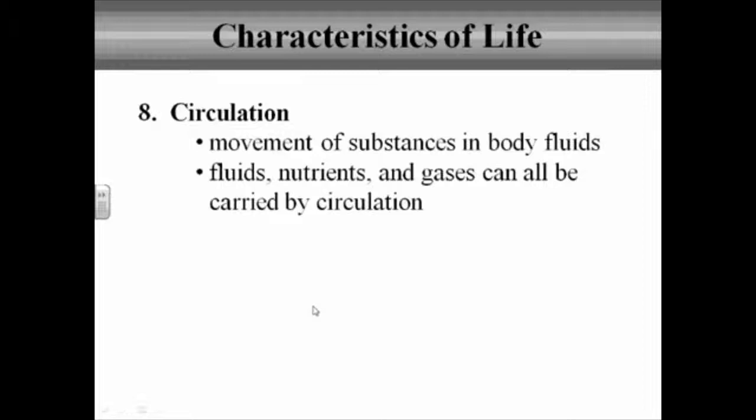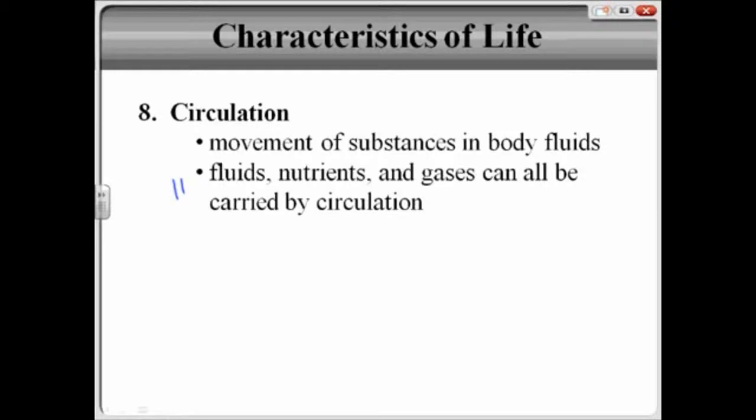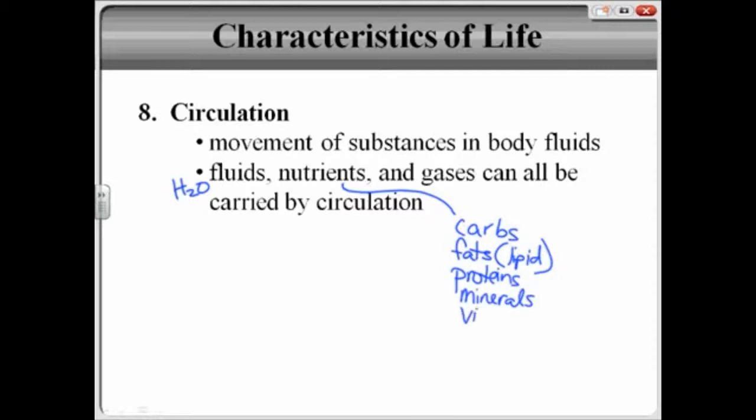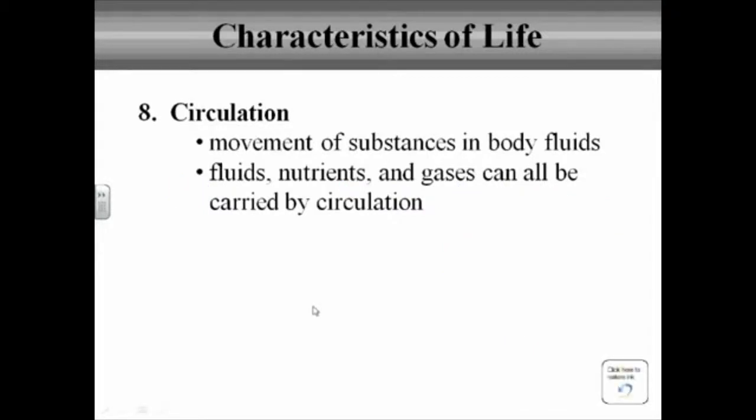So when we talk about fluids, we're talking about water. When we talk about nutrients, we're talking about carbs. We're talking about fats, which is a lipid. We're talking about proteins, minerals, vitamins. When we talk about gases, we're talking about oxygen and carbon dioxide. So all of these things need to be transported around the body to make it to all of the cells.